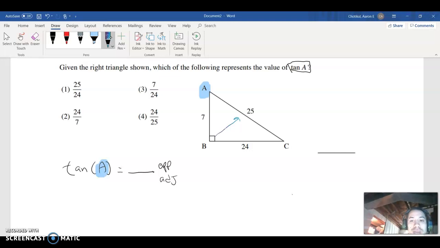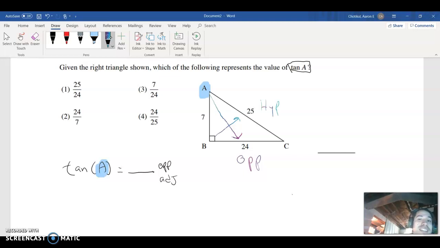Across from the right angle. This is our hypotenuse. Now, I like to label my opposite side next. Our opposite side is across from our circled angle. Our opposite side is going to be 24. Next is our adjacent side.